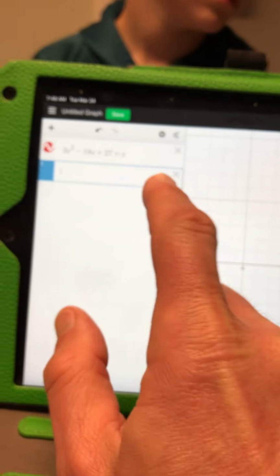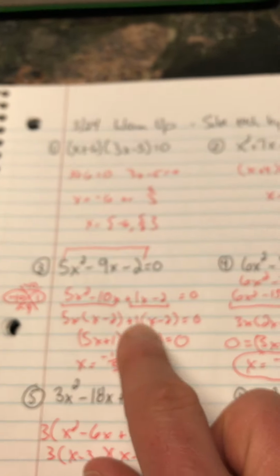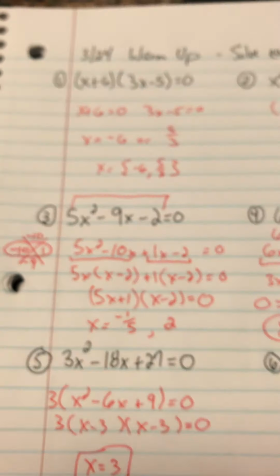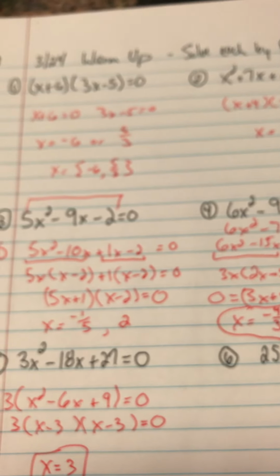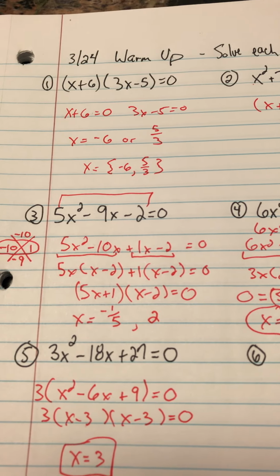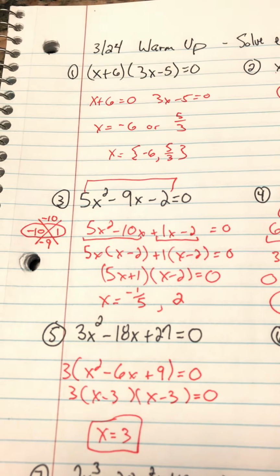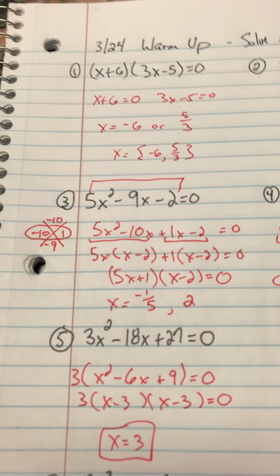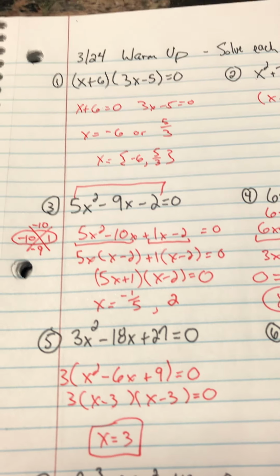All right, so if I were to try another one of the ones that we did already, I'm going to plug in 5x squared minus 9x minus 2 equals 0. If we plug this in and see where the zeros are, you're going to see we're going to cross the x-axis at negative 1/5 and 2.